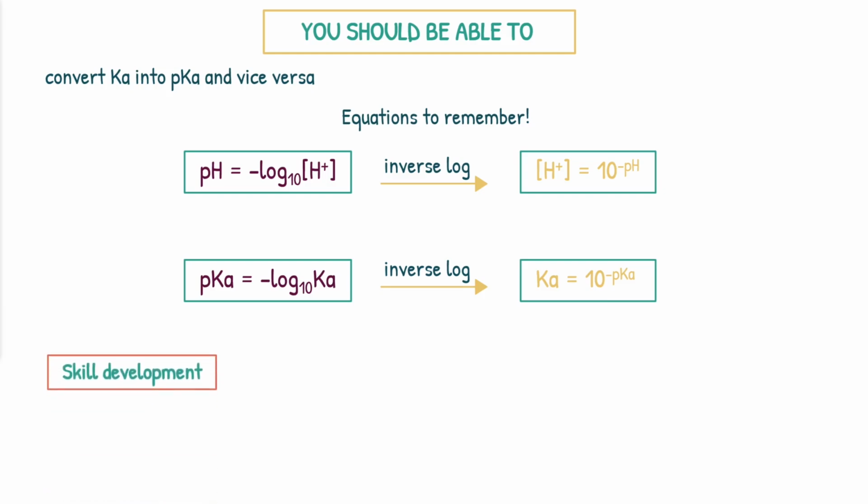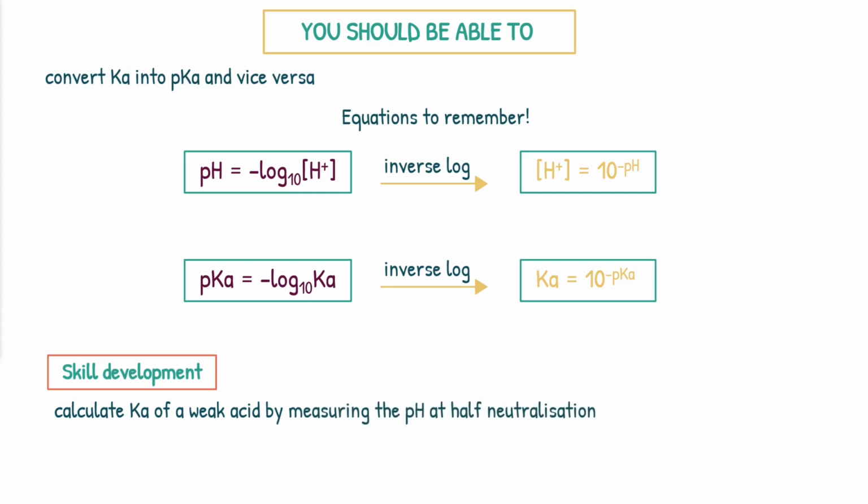Let's move on. So we've got some skill development here. Okay, calculate the Ka of a weak acid by measuring the pH at half neutralization. So I'm not actually going to break that down in this video. I've already done a very in-depth past paper question on this from the AQA specification, and I'll link that in the description below because it goes into far more detail than I would in this video. So check that out if you're not too sure about calculating Ka at half neutralization, okay?